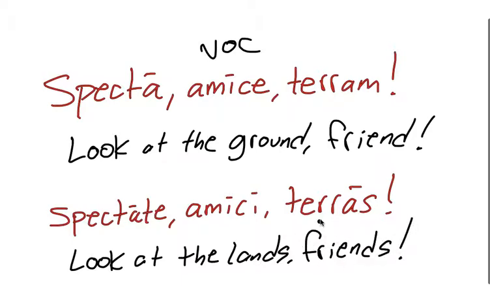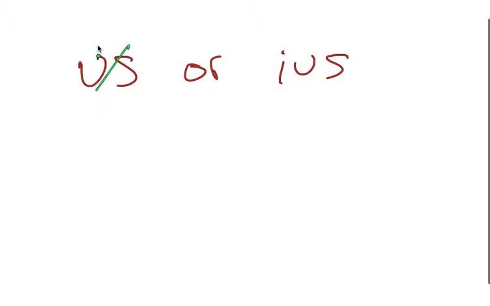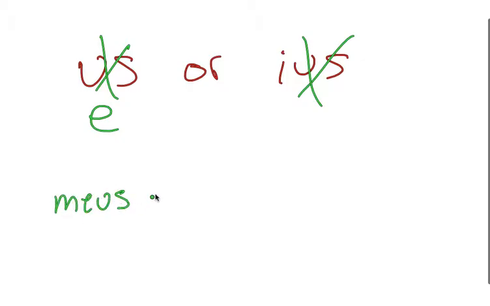So vocative is used to talk to people. It's called vocative of direct address. It's usually the same form as the nominative unless the noun or the adjective ends in US or IUS. If it's US, you drop the US and add E. If it's IUS, you just drop US. One more thing, the vocative of meus, which is the masculine adjective that means my, goes to mi. That's kind of an irregular one.